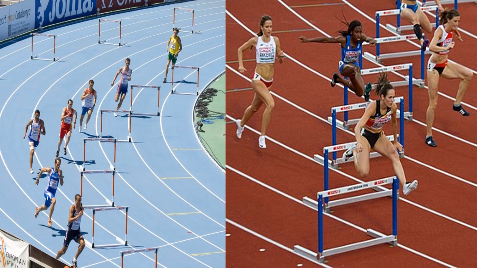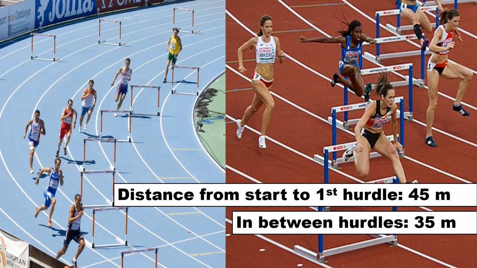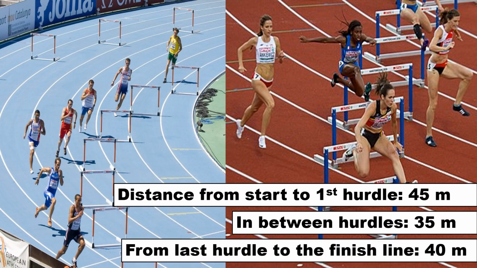Now the spacing of hurdles. The spacing of hurdles will be the same in the men and women category because the distance of the race is the same. It is 400 meters. So from the start to the first hurdle it is 45 meters. In between the hurdles the space is 35 meters, and from the last hurdle to the finish line it is 40 meters. It is the same in men as well as women category.